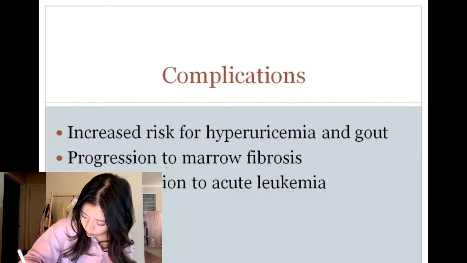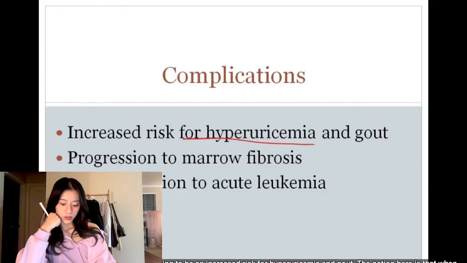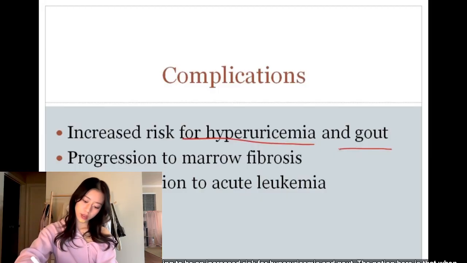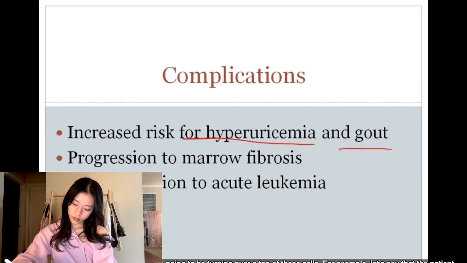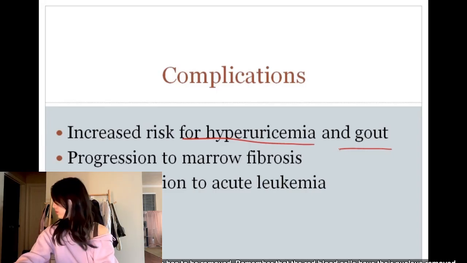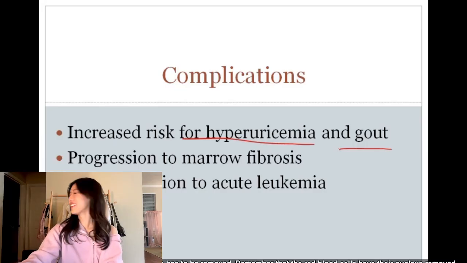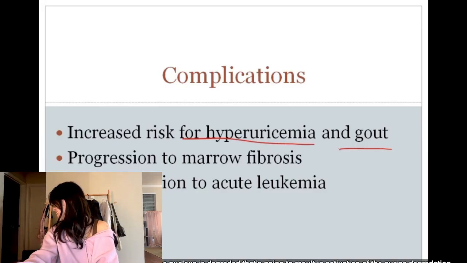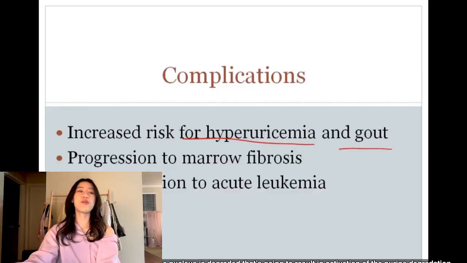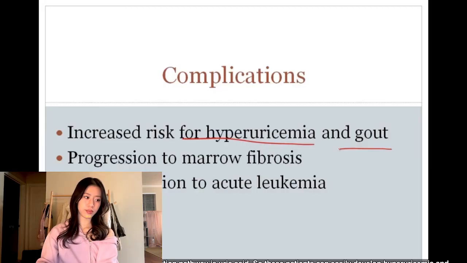Generally speaking, there are some complications that are common. There's going to be an increased risk for hyperuricemia and gout. The notion here is that when you're developing a ton of these cells, you're also going to be turning over a ton of these cells. For example, let's say that the patient has polycythemia vera. In that particular syndrome, they overproduce red blood cells. Obviously, every time you produce a red blood cell, you're producing a nucleus, and that nucleus has to be removed. Remember that the red blood cells have their nucleus removed. So every time the nucleus is removed and degraded, that's going to result in activation of the purine degradation pathway, and the end result of the purine degradation pathway is uric acid. So these patients can easily develop hyperuricemia and gout.